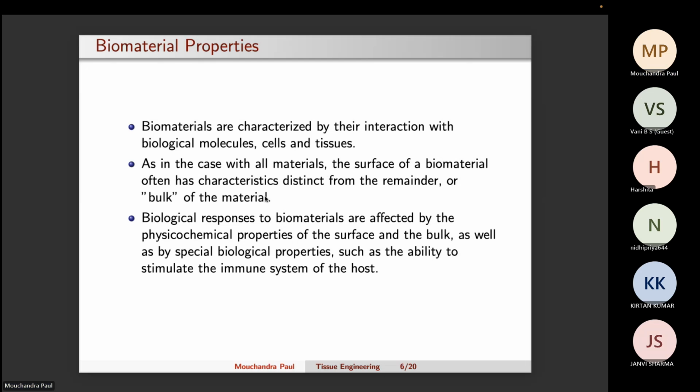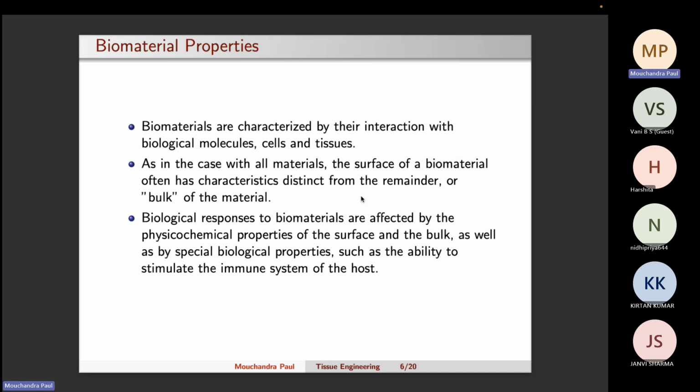And biological response. Both these surface and bulk characteristics contribute to some biological response. Cells usually see the surface. So how the surface is, how the surface is modified, etc., will affect your cell behavior. And the bulk, that is the core of the material, often contributes to the strength of the material, and the strength of the material will dictate its use for a particular application.